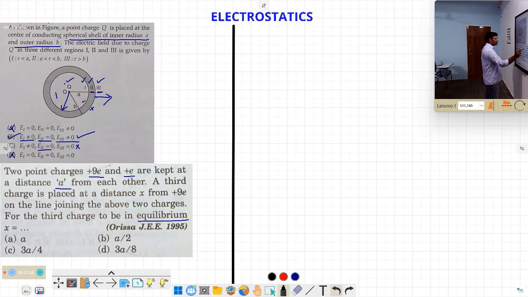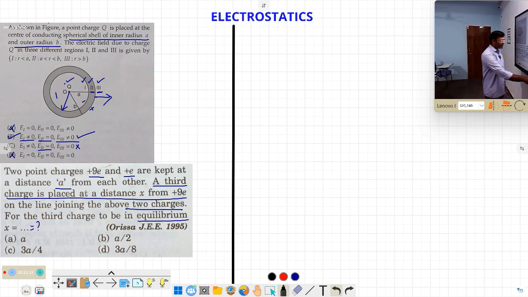Now what is given? A third charge. We are keeping one more charge between the two charges, at a distance of x from plus 9e along the line joining the above two charges. Now, what is the x value they are asking to find?